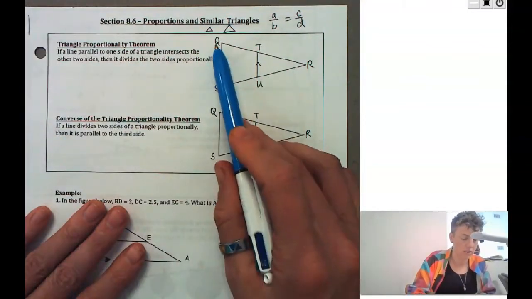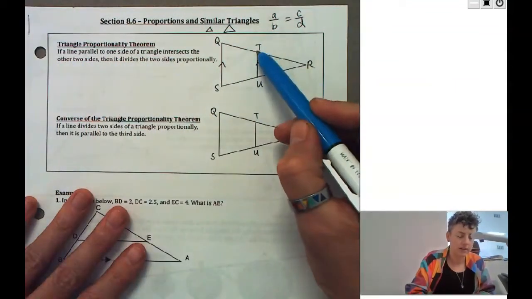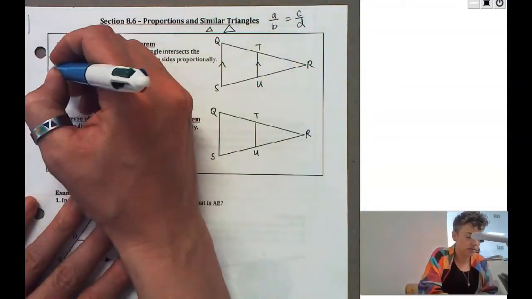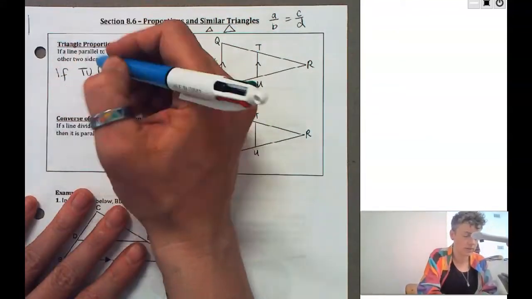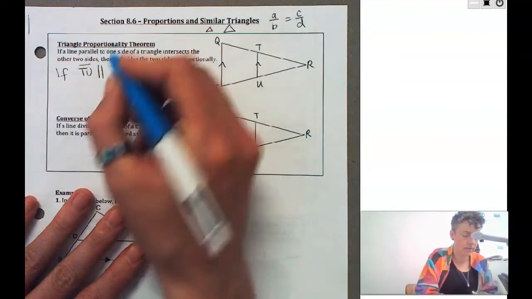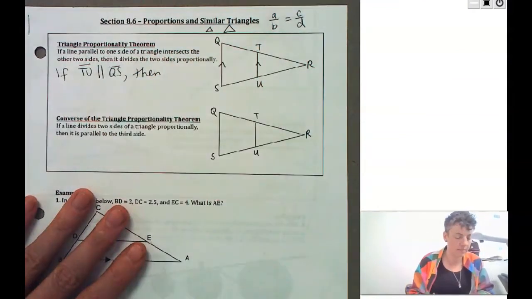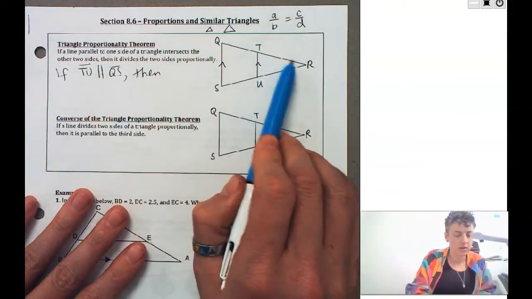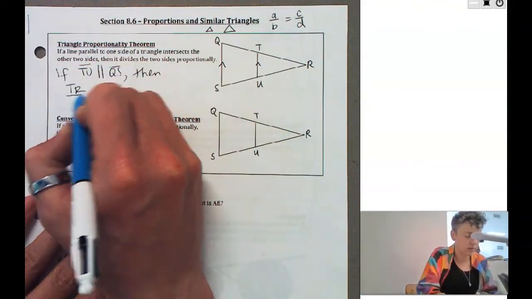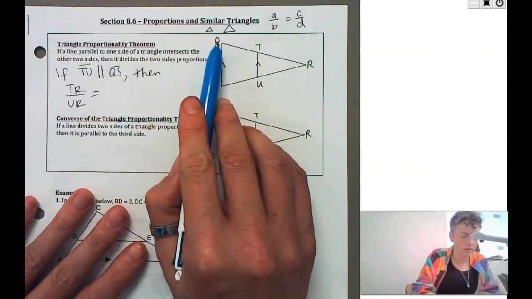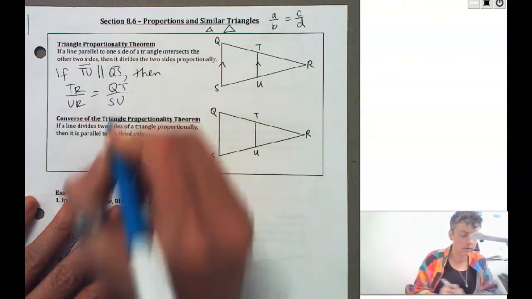So our proportion is going to be, actually, let's write this out. If a line is parallel to one side of the triangle, so if TU is parallel to QS, then our proportionality situation, TR over UR will equal QT over SU. Pretty cool.